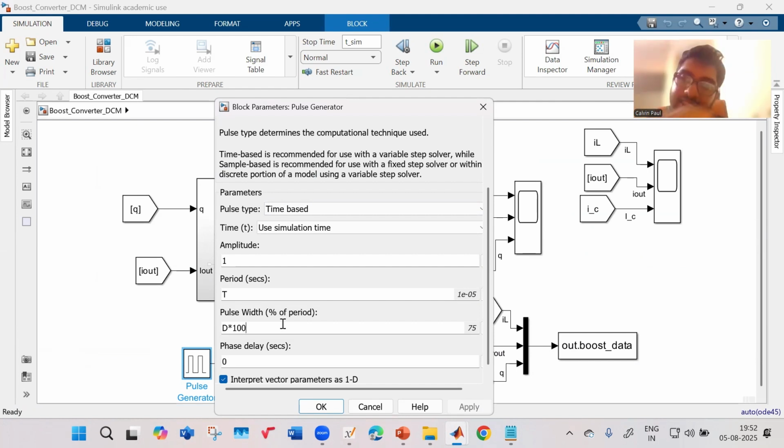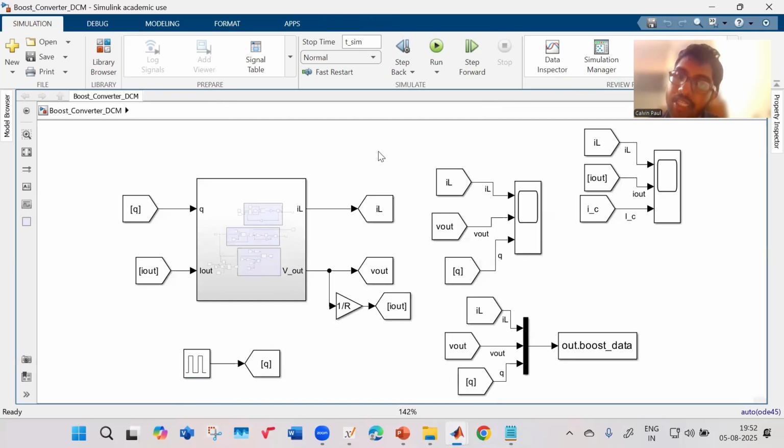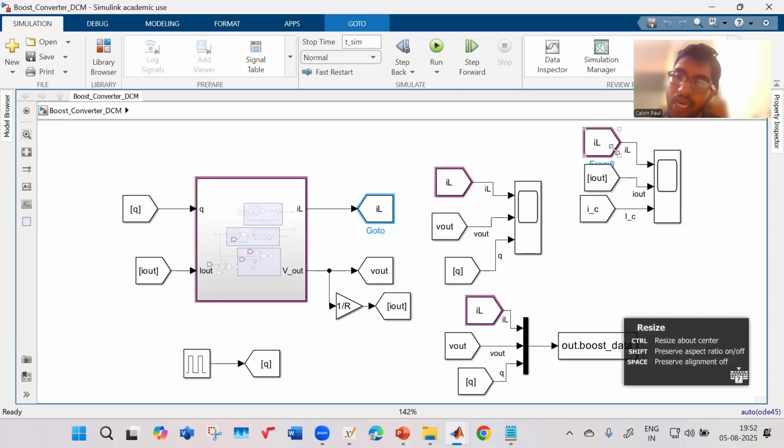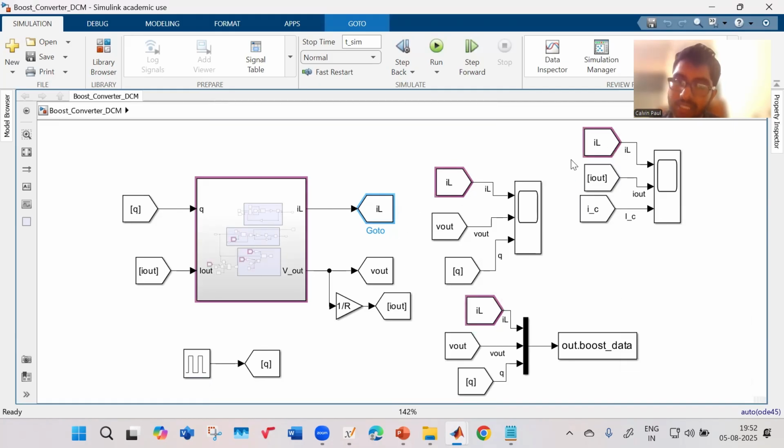Then later on I realized there's a way to parameterize. It becomes easier. You say this is the value I want, and everywhere D is used inside your simulation, it will take that value and run. Anywhere T is required in your simulation, it will take that value and run. That will make it very easy. Similarly, there are these go-to blocks. Now this inductor current, I need it over here, as well as over here, as well as over here. Instead of drawing that wire, which will look very dirty, this makes it easier to understand.